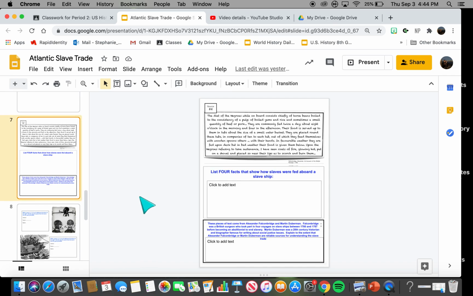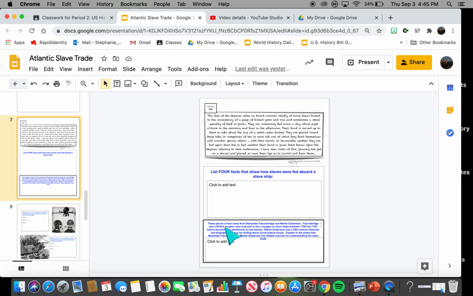So this next one, source 4. You're going to read this, and then you're going to list 4 facts of how slaves were fed aboard the slave ship. So you looked at how they were transported, and you looked at how they arrived on the ship, and now you're going to look at what they were fed, how they were treated. So make sure you read that, and then you're going to list 4 facts down here.